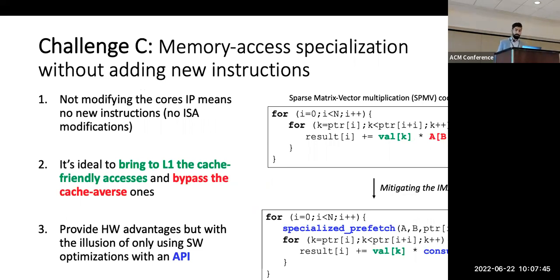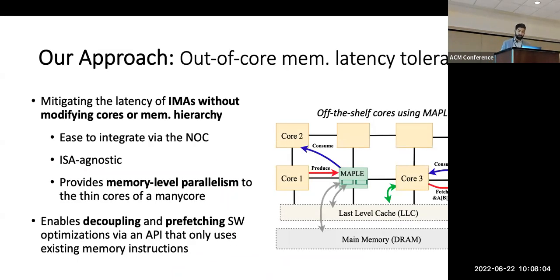However, we would still like to bypass the cache hierarchy for cache-averse accesses to reserve it for the cache-friendly accesses. Like in this specialized prefetching code, we are changing the indirect access A of B of I for a consume operation into Maple hardware. Our paper revisits state-of-the-art latency-tolerant techniques and identifies their limitations, which are not only in performance, but also in ease of adoption. We figured out a way to mitigate indirect memory accesses without modifying the cores or the cache hierarchy.